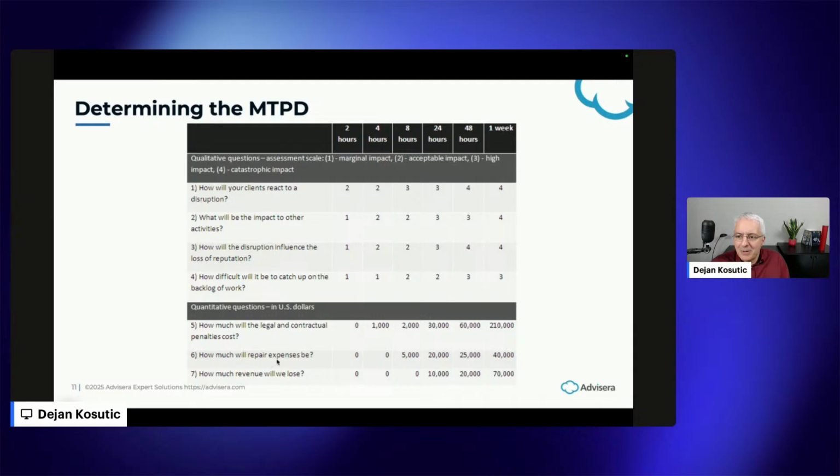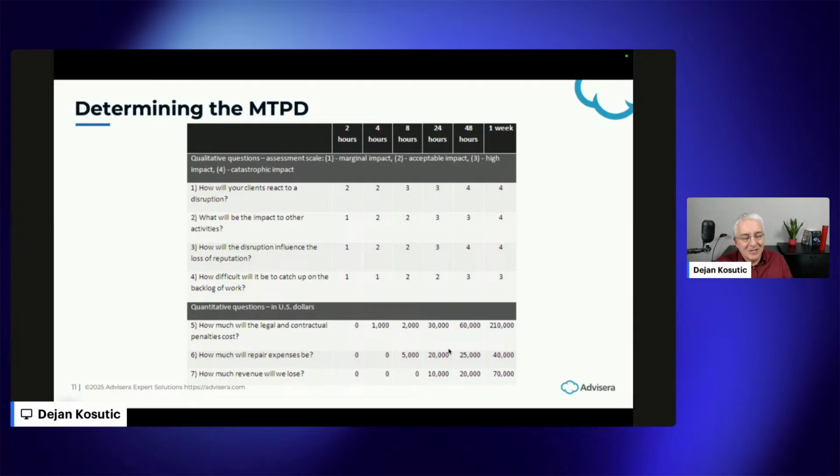How much will repair expenses be? Again, after 2 hours, 4 hours, maybe nothing, but let's say after 8 hours, it might be 5,000. How much revenue will you lose, right? Let's say that you won't start losing anything within 24 hours, but after 24 hours, you will start losing. This is how you do the quantitative part of business impact analysis.